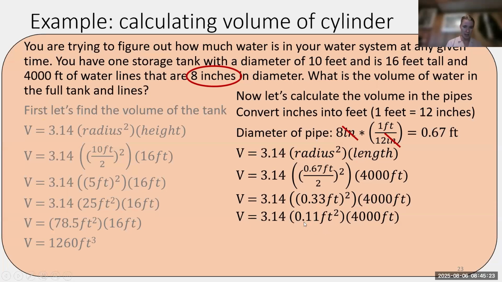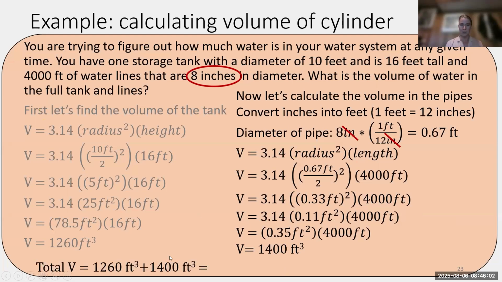If we go 0.33 squared, really when you square a decimal, it gets smaller. So that's something that you can expect in these calculations. So if we go 0.33 squared, or 0.33 times 0.33, we get 0.11. We'll multiply that by pi, and then also finally by the length, which is 4,000 feet, because we know we have 4,000 feet of water lines. And then that leaves us with 0.35 feet squared times 4,000 feet. And if we multiply those two together, we finally get the volume of 1,400 cubic feet.